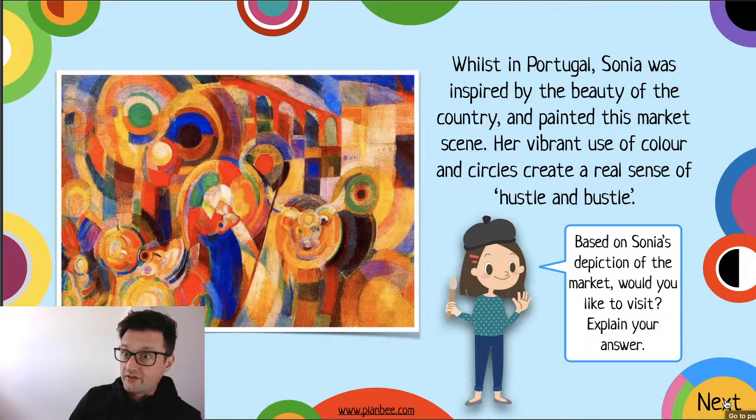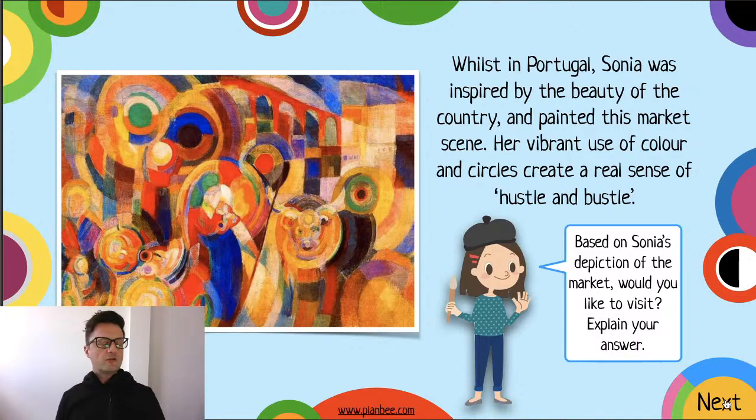Whilst in Portugal, another country Sonia visited, she was inspired by the beauty of the country and painted this market scene. Her vibrant use of colour and circles created a real sense of hustle and bustle. And can you see these complementary colours here again? These blues and reds that are very dissimilar. But then there are harmonious colours, like these similar yellows and oranges next to each other. And yes, I think you're right. Because it's a market, perhaps this is a bull. I can see why you thought lion though, whoever commented that. With these orange harmonious colours, it could be like a lion's mane, couldn't it?